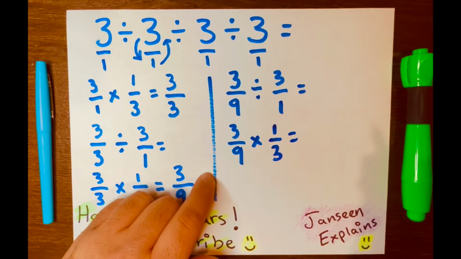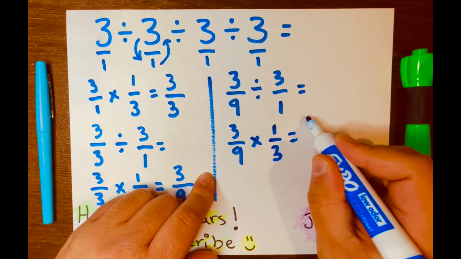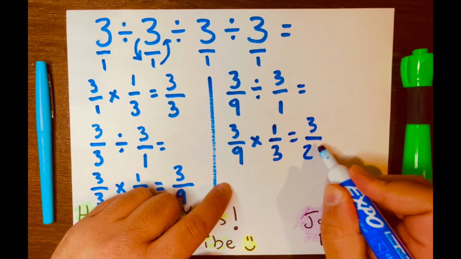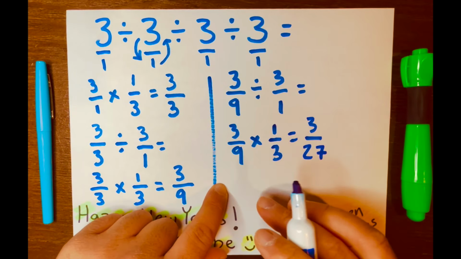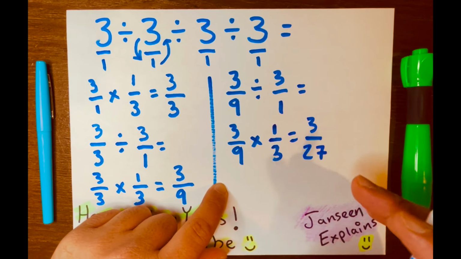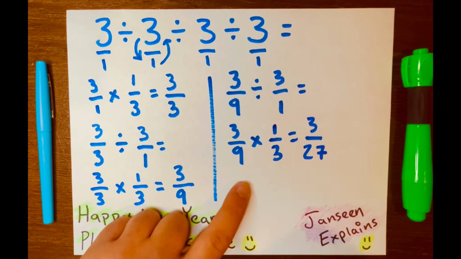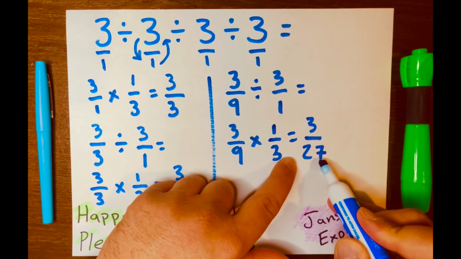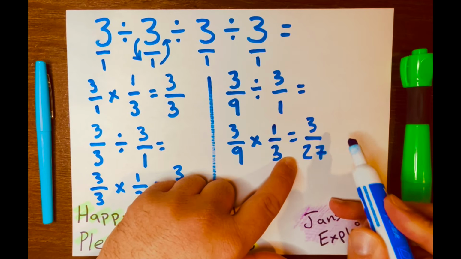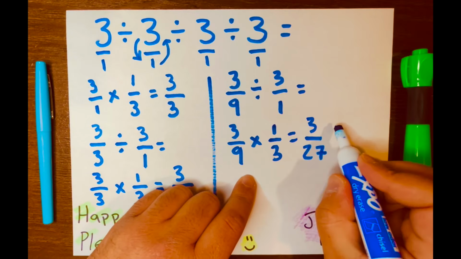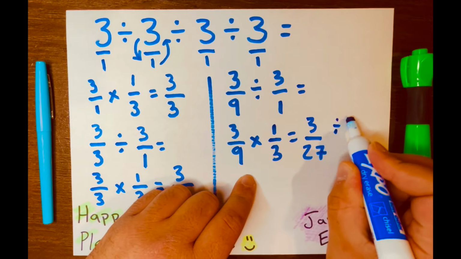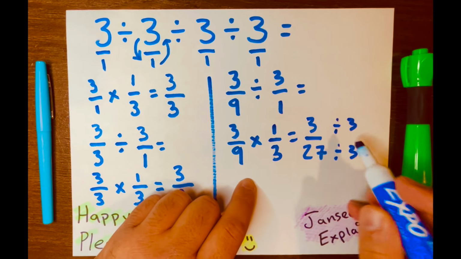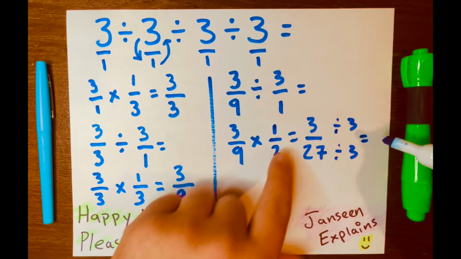And then we multiply across. So 3 times 1 is what? 3. And then 9 times 3 is what? 27, right? Because 9 plus 9 equals 18 plus 9, 27. All right, so we have an answer of 3 over 27, but we need to break this down to its simplest form. So let's divide 3 over 27 by 3, and I am running out of space, so I'll write it over here.